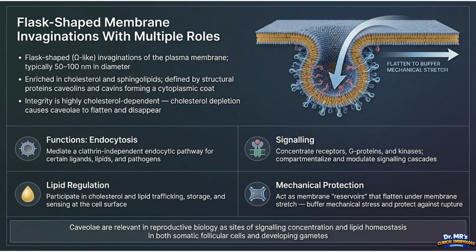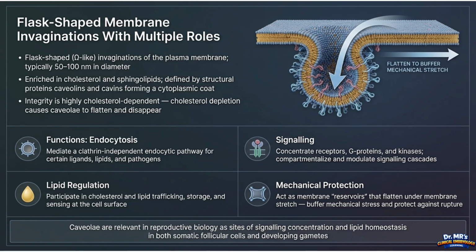Like lipid rafts, caveolae are enriched in cholesterol and sphingolipids. What physically defines them and distinguishes them from flat lipid rafts is the presence of specific structural proteins, caveolins and cavins, that form a curved cytoplasmic coat and impose the characteristic flask shape on the membrane. Caveolin-1 is the principal structural caveolin in non-muscle cells. Its integrity is absolutely dependent on membrane cholesterol. Remove cholesterol with methyl-beta-cyclodextrin, and caveolae flatten and disappear within minutes. This cholesterol dependence has important implications for cryopreservation, where membrane cholesterol can be altered by phase transitions during cooling.